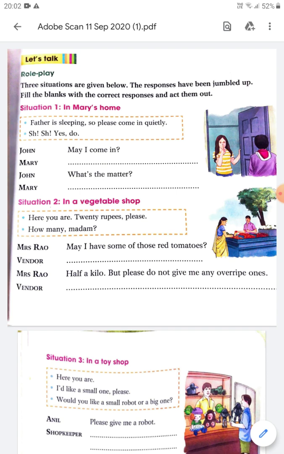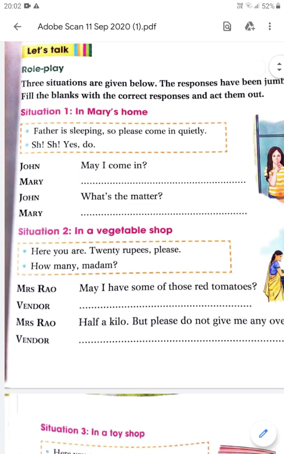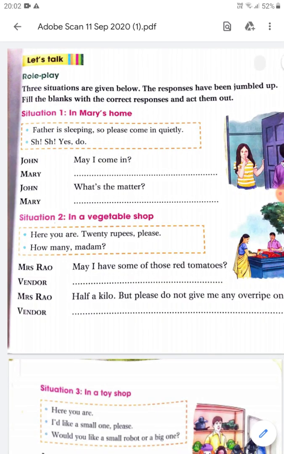Page 53 is dialogues, completing the dialogues. Like we have been given here, 1. John, may I come in? What will Mary say in response to this, may I come in? Mary will say, shh, yes, do. John says, what's the matter? Mary will say, Father is sleeping, so please come in quietly.